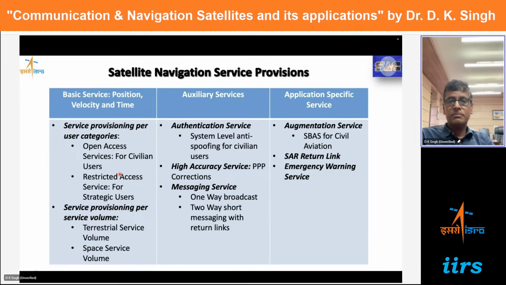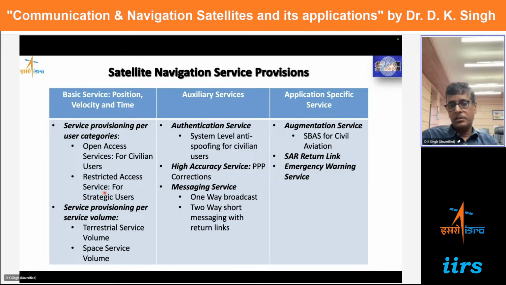Now coming to the satellite navigation services. There are 3 types of services. One is basic services, which is position, velocity and time. The second is auxiliary service, which is value added kind of services, where authentication, in the PVT service, in the previous it is open access, it can be used on your cell phone. PVT services are also available. We have 2 types of signal in our navigation.